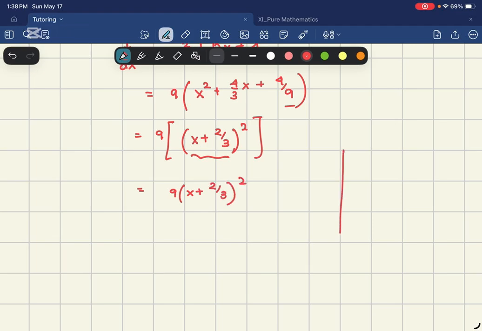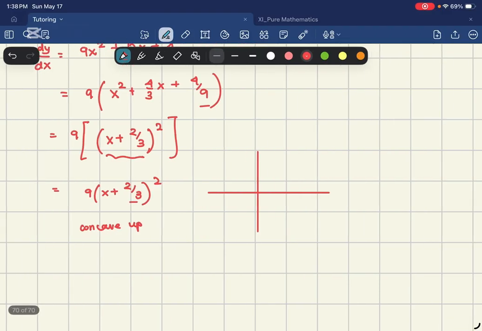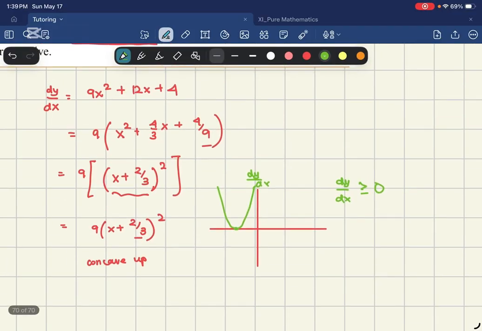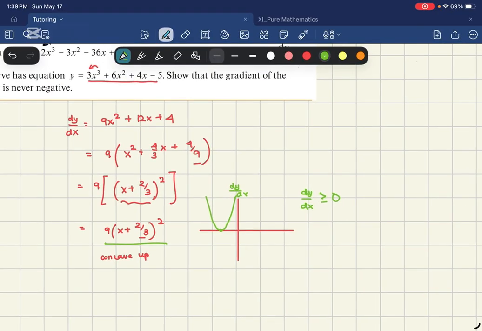So now if you think about this, this is a parabola. It is concave up, and its vertex is at x is equal to minus 2 over 3, something like this, right? So this is the curve for dy by dx, by the way. So dy by dx is always bigger than or equal to 0, right? If you look at this curve, then it's either always positive or it touches the x-axis. It's 0 at one point. It's never negative if you visualize the curve for this expression.